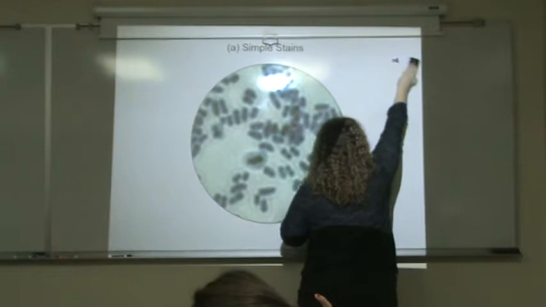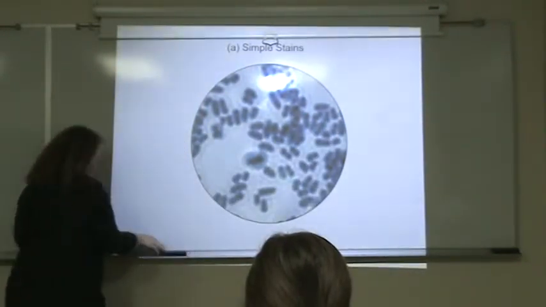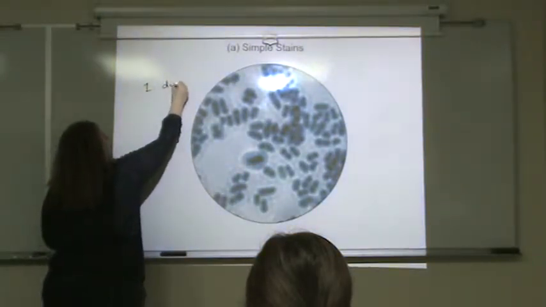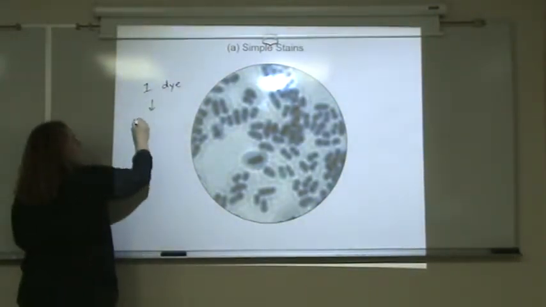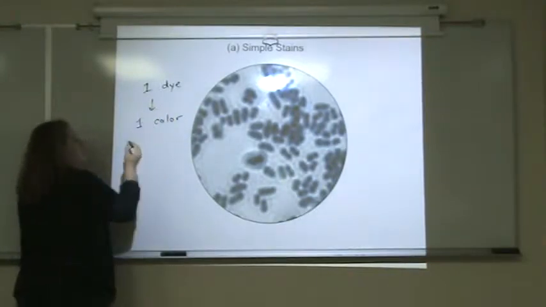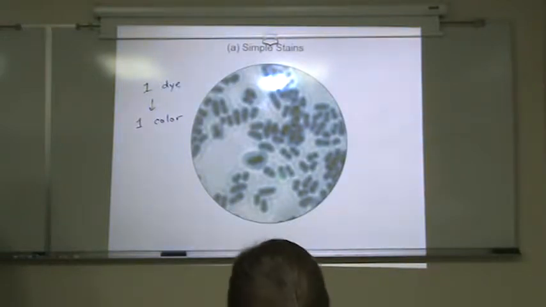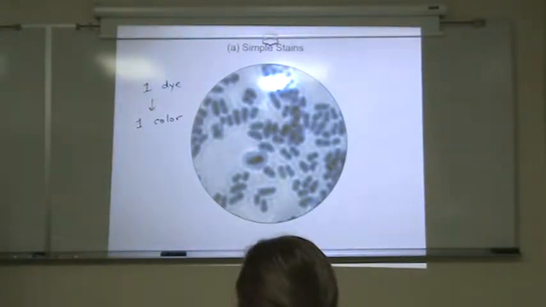More staining terminology. If we call something a simple stain, we're using one dye. Thus, there will be one color of everything that dye binds to. We'll do one of those first. So if you've done the thing where you do a little cheek swab and you put it on a slide and you add methylene blue, that's simple stain. One dye, one color. Anything that dye touches will be that color.